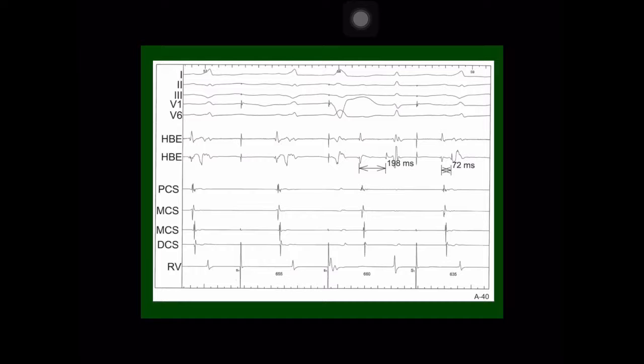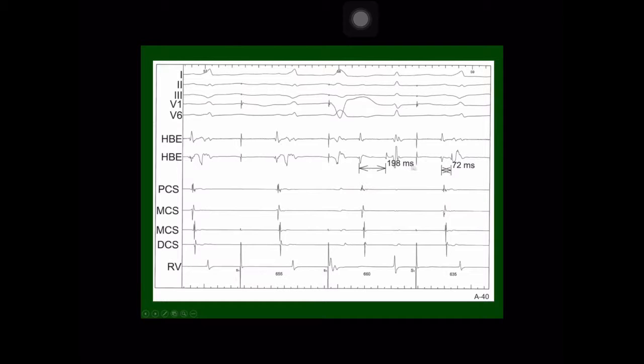Now, notice on this tracing that there is a long AH interval of 198 milliseconds. So the AH interval is long. If we go to the next beat, now we see a hiss. So we'll talk why we didn't see the hiss over here, but we clearly see a hiss present here. This AH interval is 72 milliseconds. So why is this AH interval longer than this one? Because this PVC also conducted retrograde in a concealed manner into the AV node.